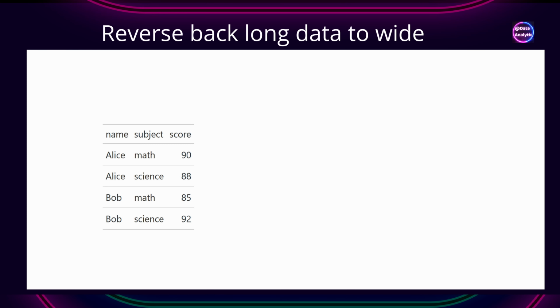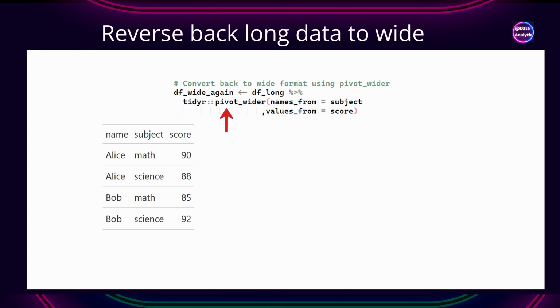So let's go reverse now. pivot_wider is the command to use for that. We say names_from the subject column, so the subjects become two different columns, and values_from the score column. Once we do that, we get something like this. This was our original data frame. So this is one example.